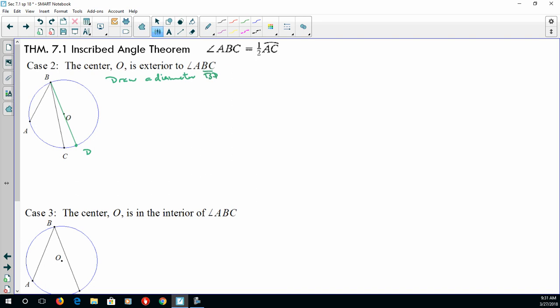And let's draw OC as well. I think I want that one. Yeah. Let's draw this line segment as well. Okay, let's see what we have here.